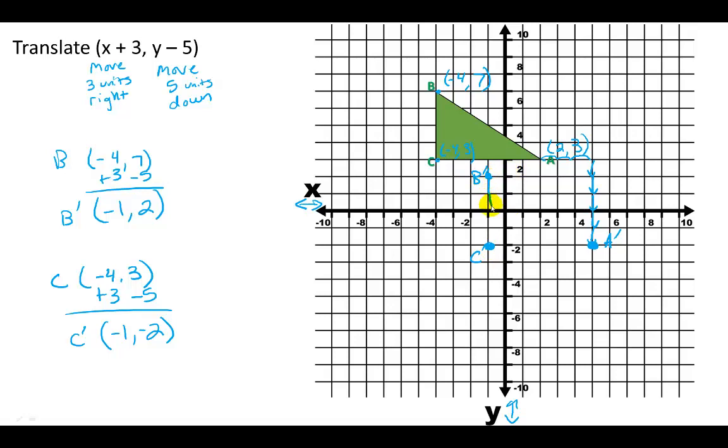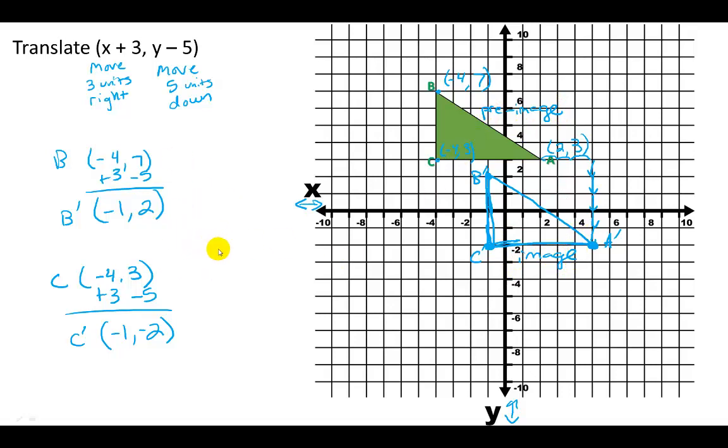So now we're able to draw our triangle as best we can in the new position. This is the image. We had our pre-image, and now we have our image.